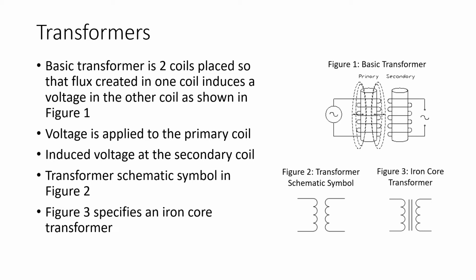Now the schematic symbol for a transformer is shown in Figure 2, merely two coils placed in parallel with one another as shown. However, you may see some schematic symbols as shown in Figure 3, which designate an iron core.